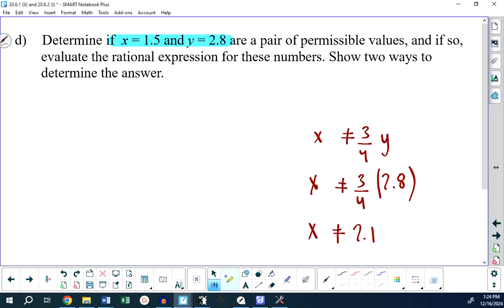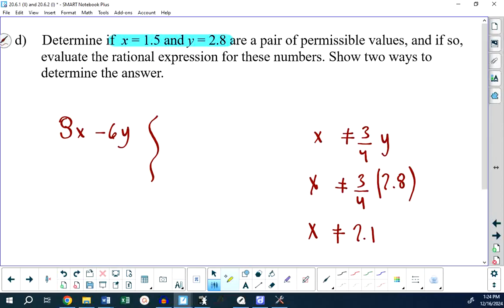There's another way to look at this. Just help me out here. Was it 8x minus 6y? Yep. So 8x minus 6y is the denominator. It's not allowed to be 0. So you can go ahead and put in that x and that y and see what you get.